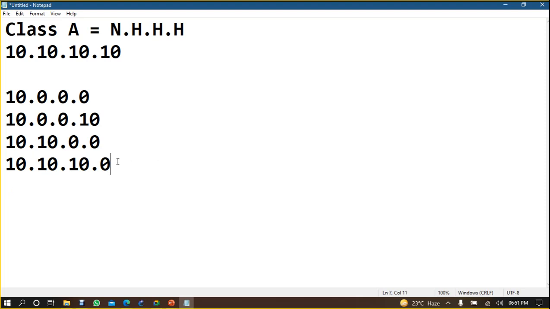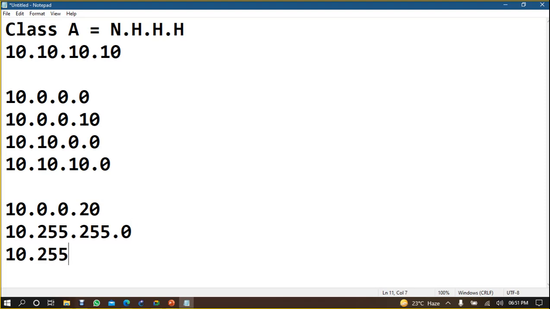Understood. Now, if I'm writing like this, 10.0.0.2, is it correct IP or wrong IP? Correct. Very good. 10.255.255.0. Now tell me. It's good. 10.255.0.255. It's good. 10.255.255.255. It's good?